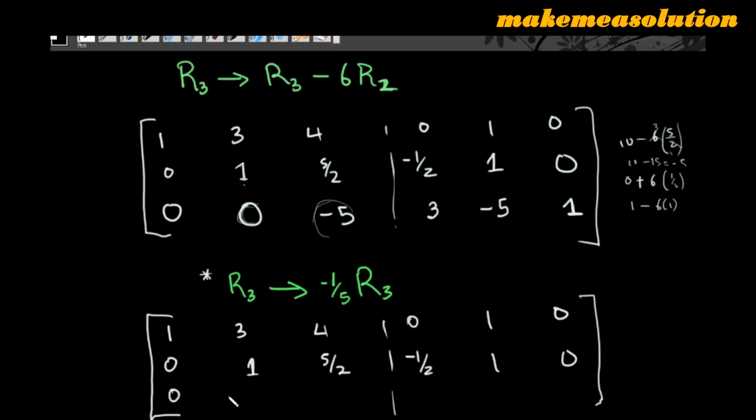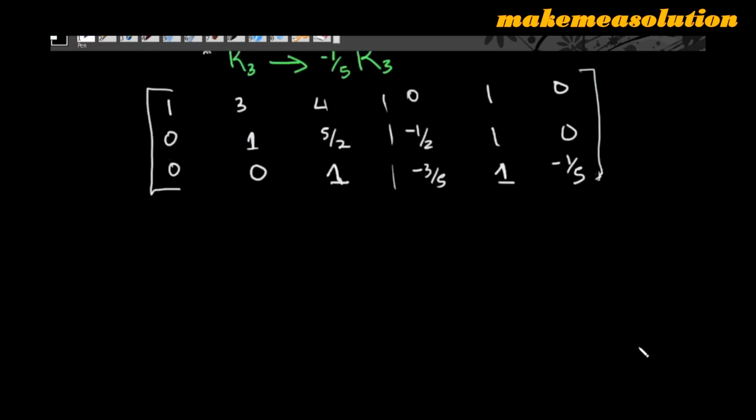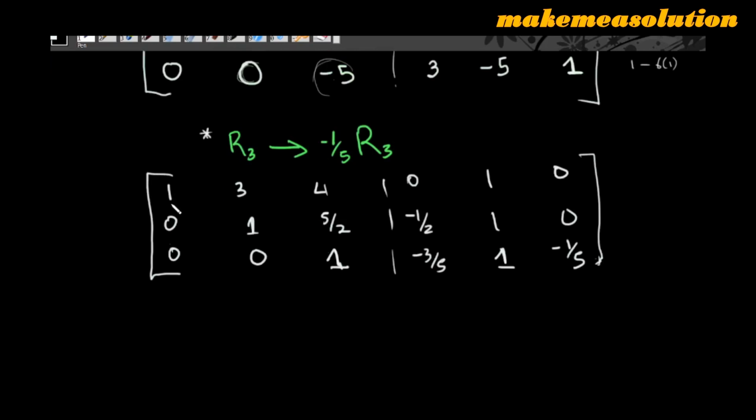0 divided by -5 is 0, and 0 minus 5 divided by -5 gives you 1 exactly. So you now have 3 divided by -5 is -3 over 5, or simply 3 times -1 over 5 gives you -3 over 5. So -5 and -5 again, it will give you 1 like this. Then 1 divided by -5 is going to give you -1 over 5. Is that okay? So you have converted all the leading elements to 1.